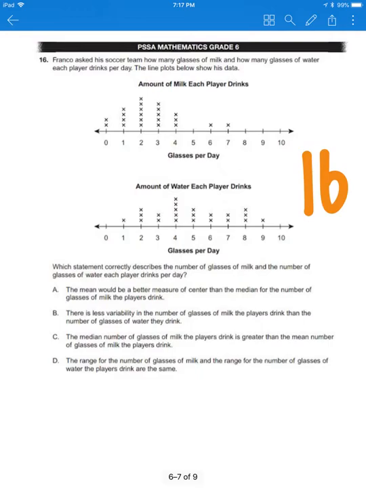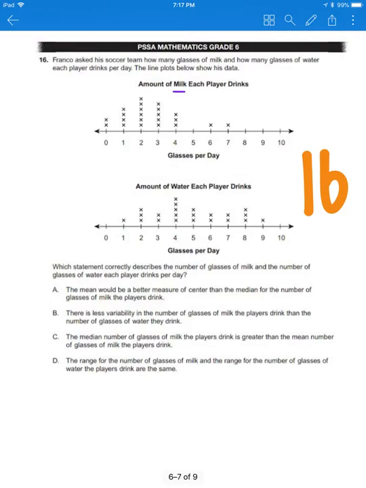All right, next page, number 16. Franco asked his soccer team how many glasses of milk and how many glasses of water each player drinks per day. The line plots below show his data. So when I look at the first one, amount of milk, each X must be a person. So 2 people drink 0 glasses of milk. 4 people drink 1 glass of milk, etc. Down here's water. So no one drinks 0 water. 1 person drinks 1 glass of water. 3. Which statement correctly describes the number of glasses of milk and the number of glasses of water each player drinks per day?